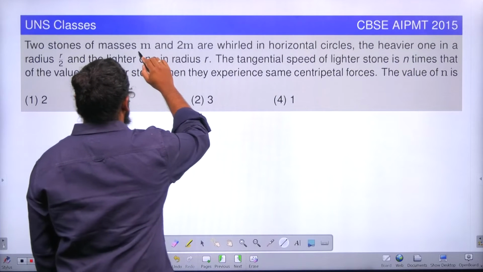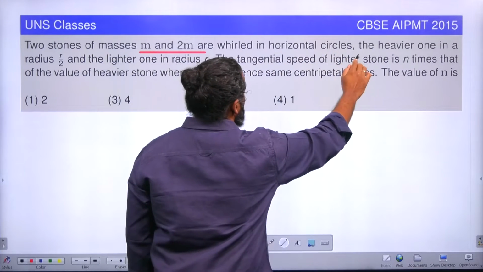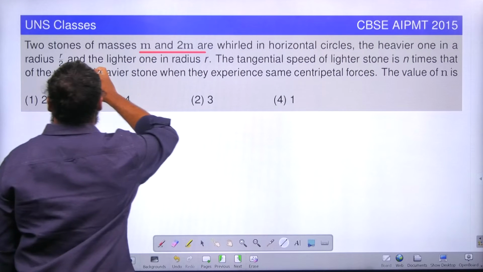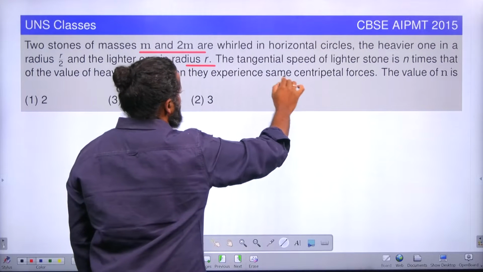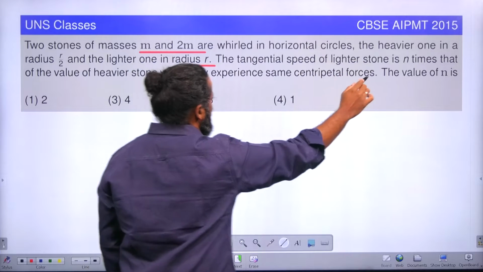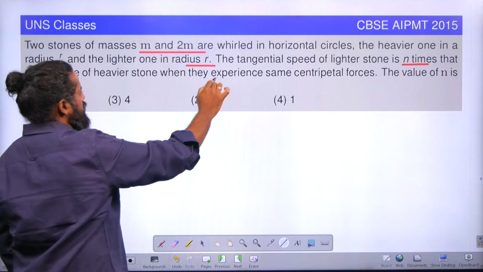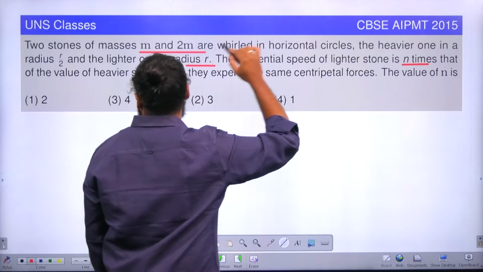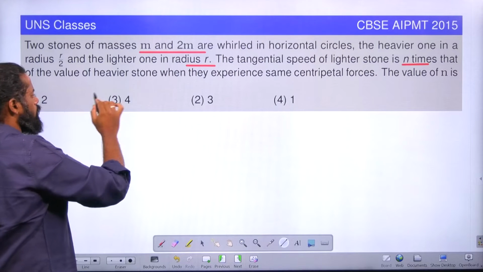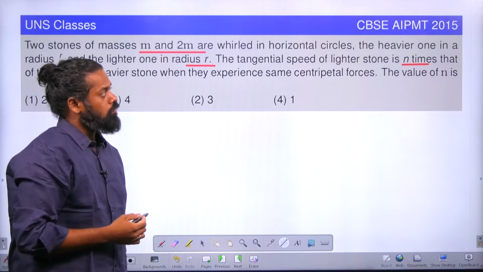Two stones of mass m and 2m are whirled in horizontal circles. The heavier one is in a radius r by 2 and the lighter one in radius r. The tangential speed of the lighter stone is n times that of the heavier stone when they experience the same centripetal forces. The value of n is, options are given: 2, 4, 3, 1. This is a question from AIPMT 2015.